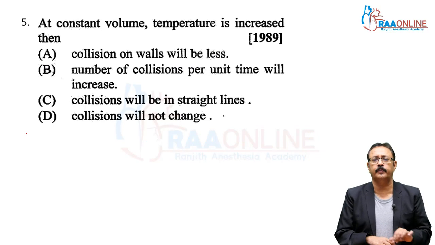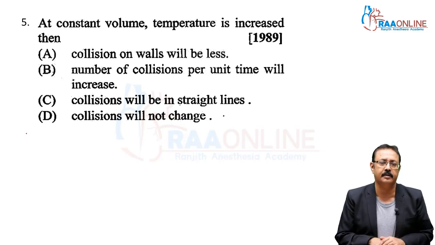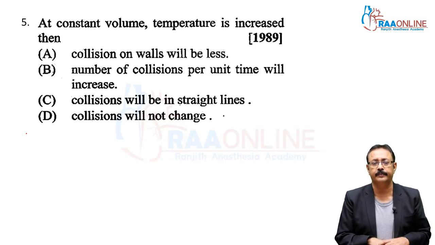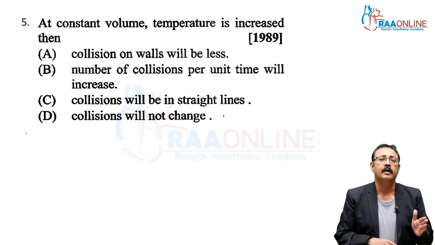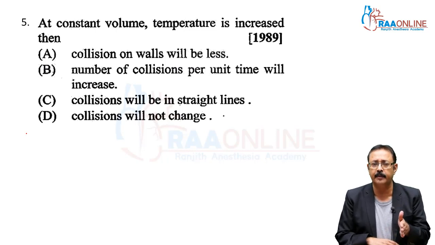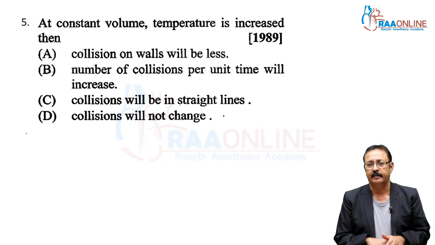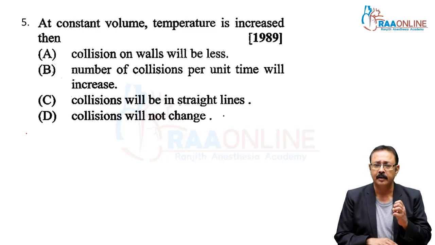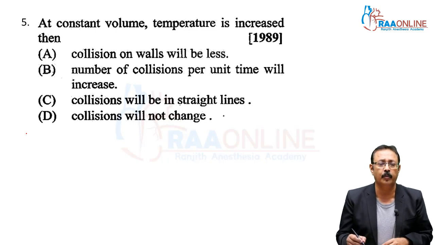At constant volume, temperature is increased. We know the law: if volume is constant, P is proportional to temperature. If you increase the temperature, pressure should increase. How do you calculate pressure? With the number of collisions. Pressure is increasing means the number of collisions is increasing. So we will go with option B.